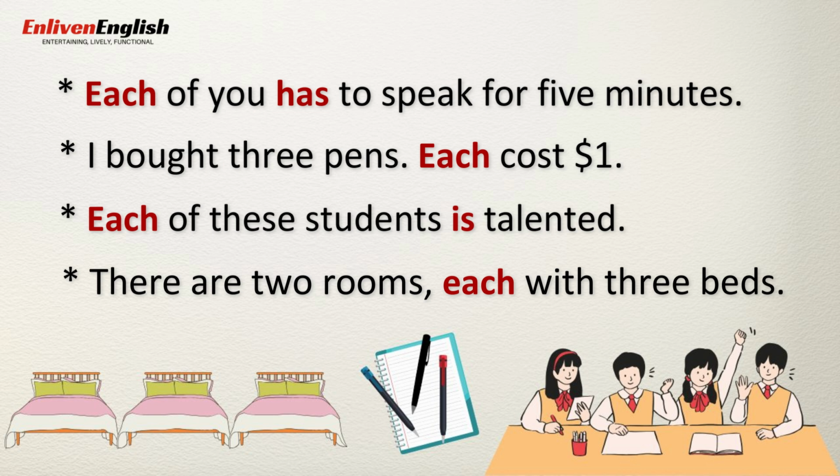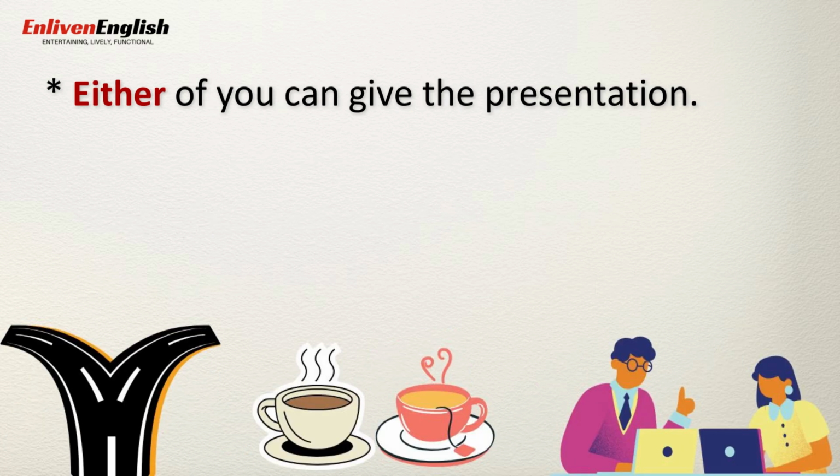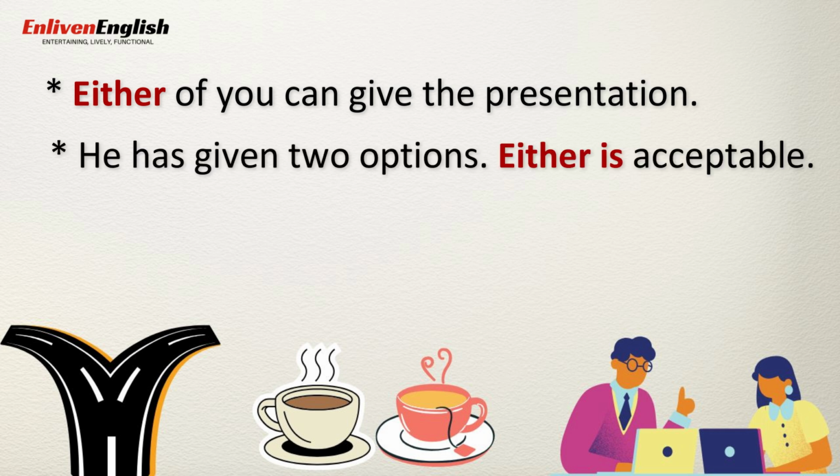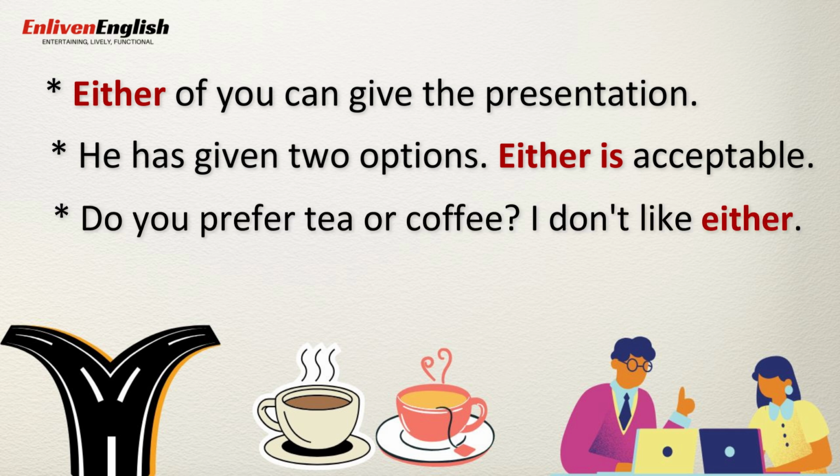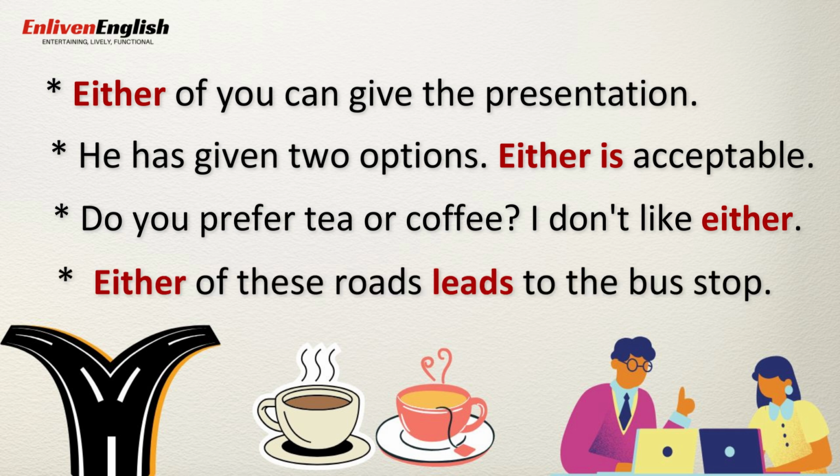Now let's see some examples with either, where we will consider one of the 2 options at a time. Either of you can give the presentation. He has given 2 options. Either is acceptable. Do you prefer tea or coffee? I don't like either. Either of these roads leads to the bus stop.